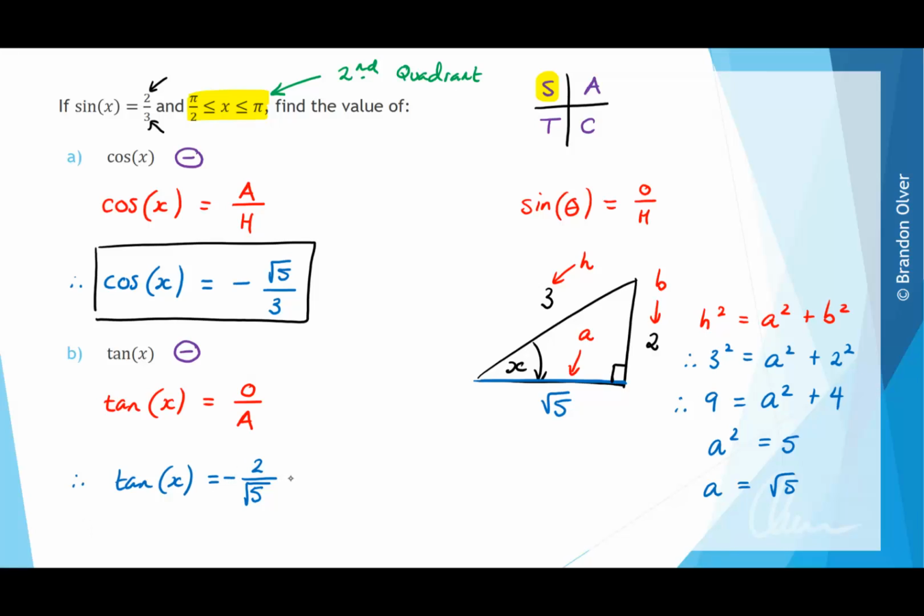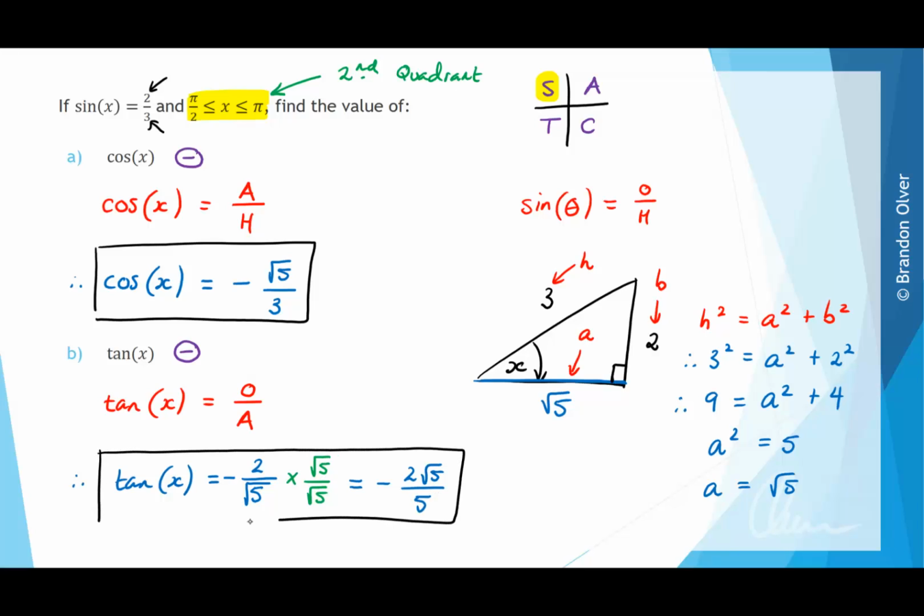Just before we finish up, if we did want to rationalize the denominator, we'd multiply by the square root of 5 over the square root of 5. And that would give us as our answer negative 2 root 5 over 5. And that would be the value of tangent of x.